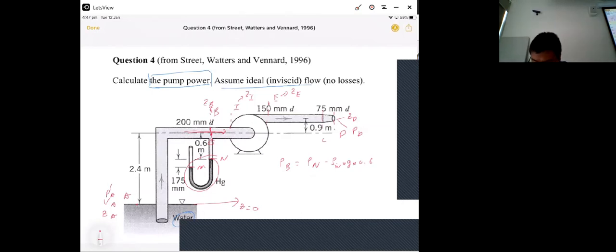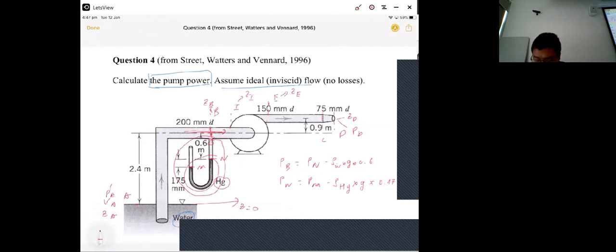Okay, and pressure at N you can find from pressure at M. This one is fluid static. In this system, it is fluid static. Okay, so PN will be equal to PM minus rho of mercury times gravity times the distance from M to N, which is 0.175.